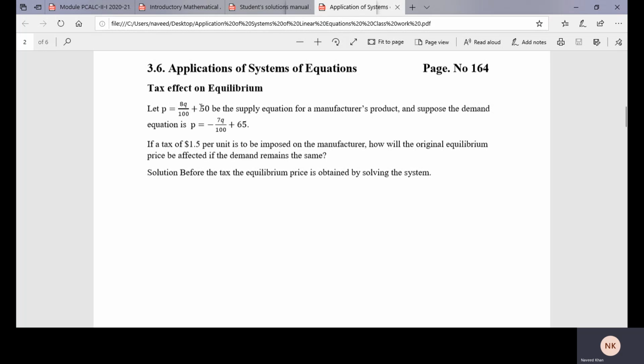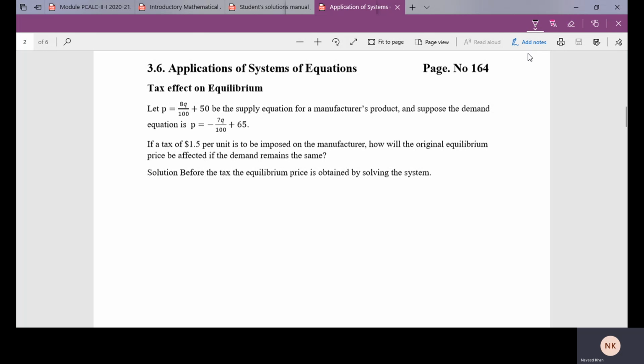So here the supply equation is given and the demand equation is already given. The question is, if the tax of $1.5 per unit is to be imposed on a manufacturer, how will the original equilibrium price be affected if the demand remains the same? Okay, so in the solution, before the tax, the equilibrium price is obtained by solving the system of linear equations. So how can we solve it?